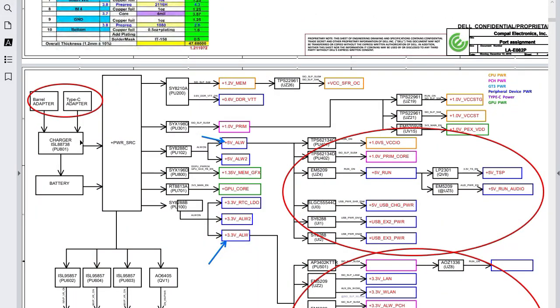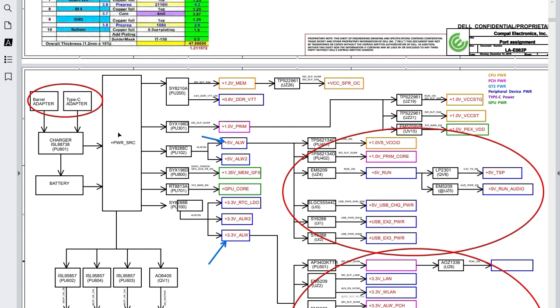First step is to check whether the adapter generates 19 volt. The second step is to check the power jack or the DC jack. Is it good or not? Because when the DC jack is bad, is not connected to the motherboard, the 19 volt will not pass from the adapter to the motherboard circuit.